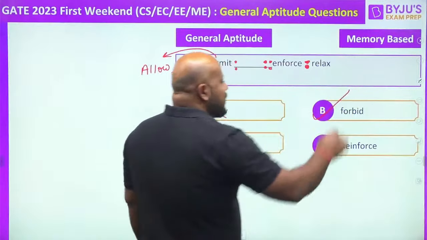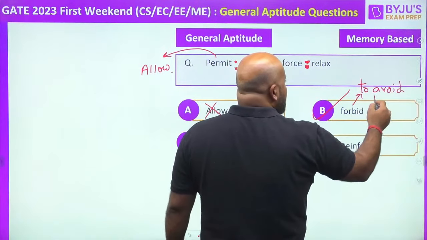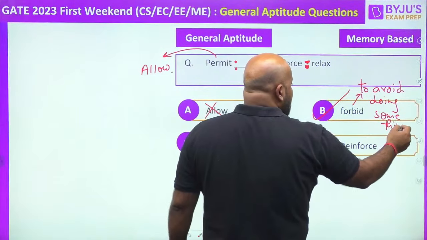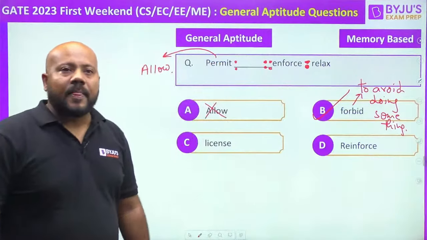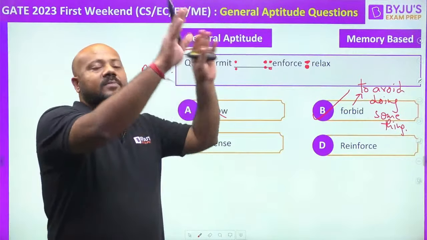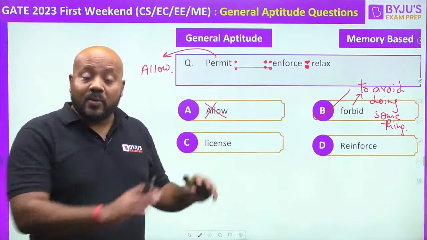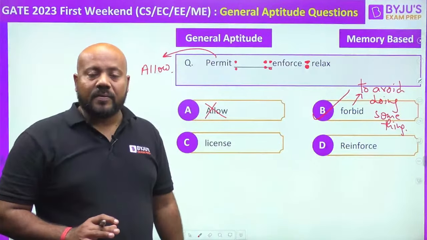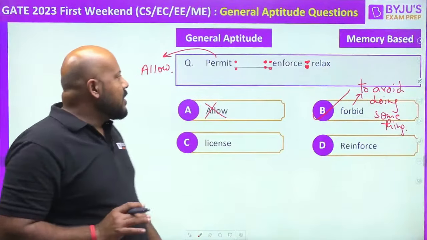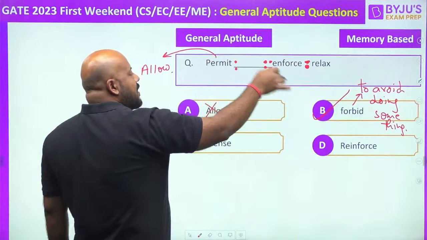Forbid. Forbid is the correct word. Forbid means to avoid doing something. Have you seen the placards? If you go to a public place, placards means hoardings are there, and it is written spitting is prohibited, smoking is prohibited. Yes or no? So when something is prohibited, it is forbidden. Forbidden means it is not allowed. So the correct word, opposite to the meaning of permit, is forbid.